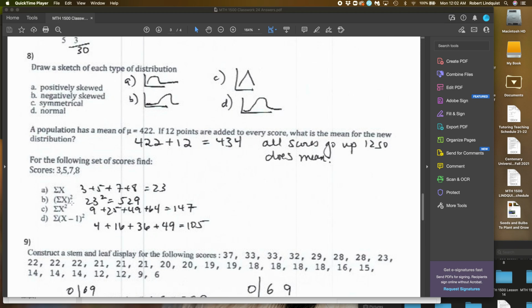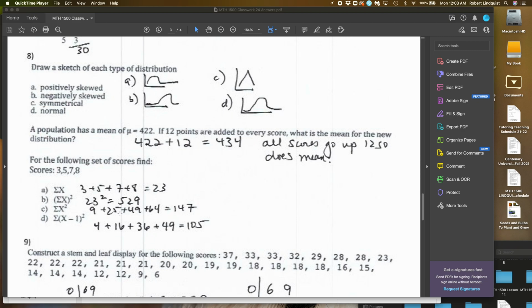The sum of x squares. Now there's a big difference between B and C. In B, because of the parentheses, the first thing you do is you sum the x's, then you square it. In letter C, the first thing you do is you square each of them, and then you add them up. So 3 squared is 9, 5 squared is 25, 7 squared is 49, 8 squared is 64. I add all those guys up and I get 147.